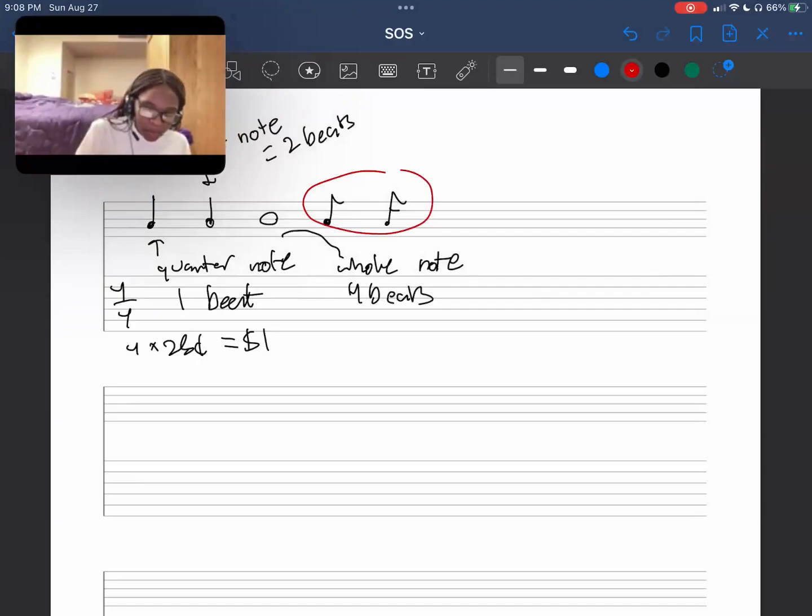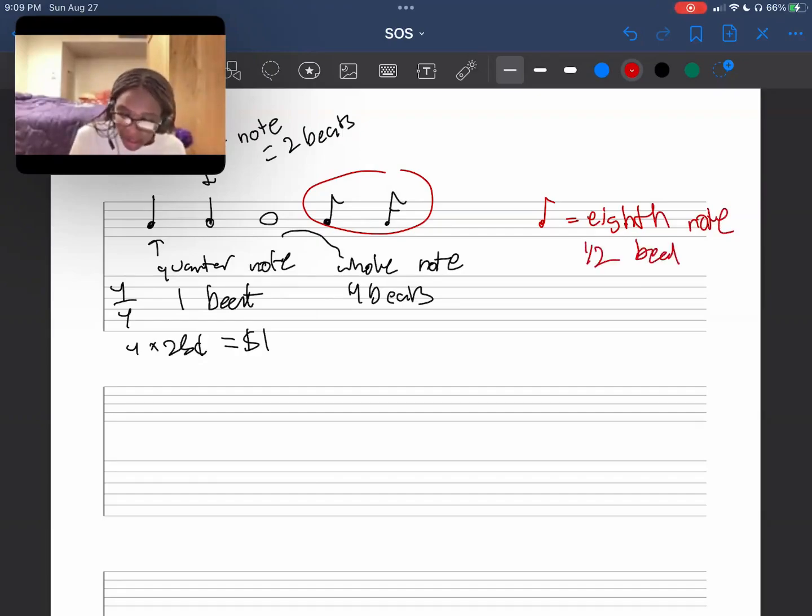The note with this one little flag here, this is an eighth note. And an eighth note goes backwards. So instead of being 2 beats, it's half a beat. Truly emphasizing that half situation. And in that vein, the note next to it is a 16th note, which is a quarter of a beat.